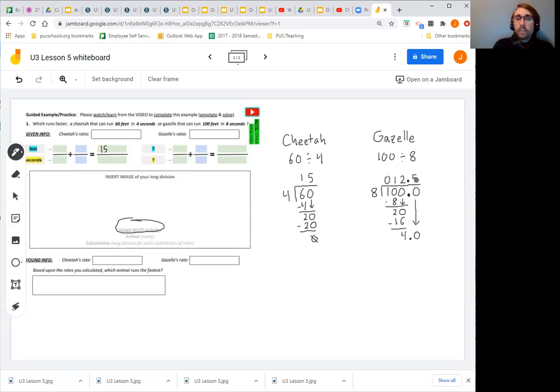So this is 0.5. 0.5 times 8 is 4.0. It's like 40, but with a decimal. When we take away, we have nothing left over. And so this is our final answer for the gazelle, 12.50. Or another way to say that is 12 and a half. 12.5 or 12 and a half. All right, so I'll see you back on the slide.